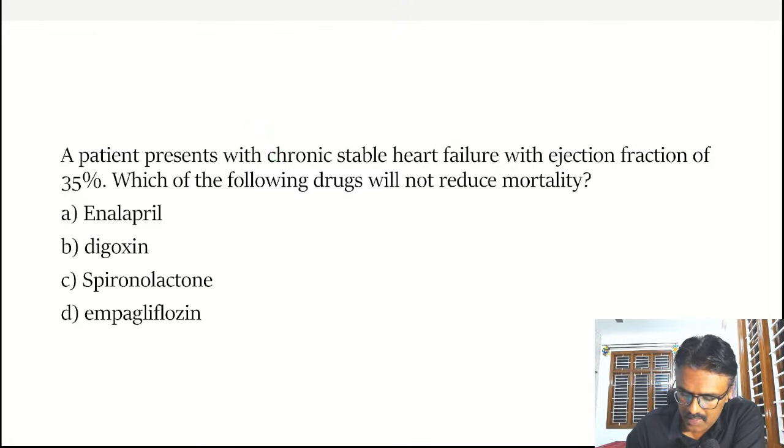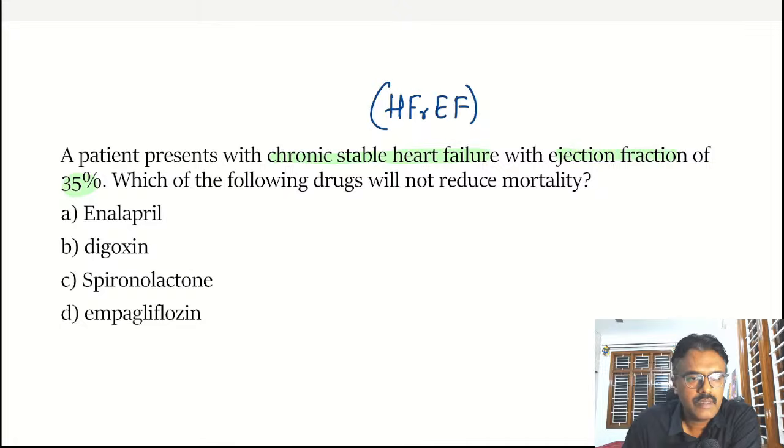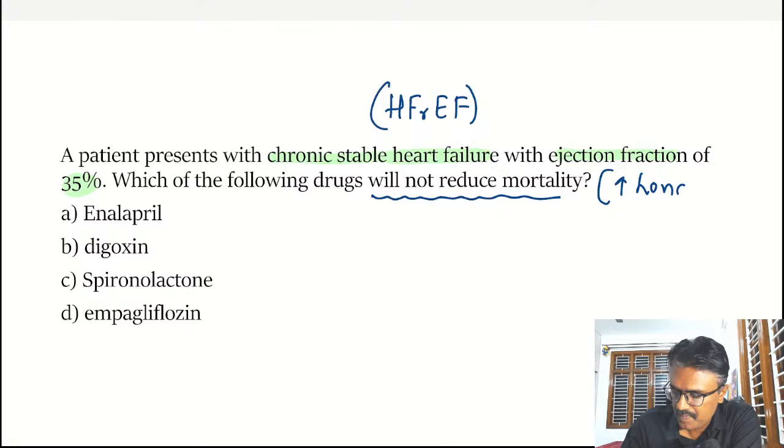A patient presents with chronic stable heart failure with an ejection fraction of 35%. So this is called heart failure with reduced ejection fraction. Which of the following drugs will not reduce mortality? Death will not be reduced. Or which of the drugs will not increase longevity? Same meaning: if he is not dying, then he is living. ACE inhibitors will prolong the longevity.